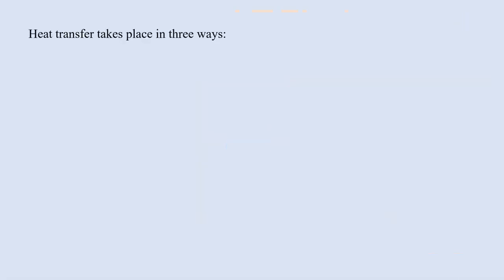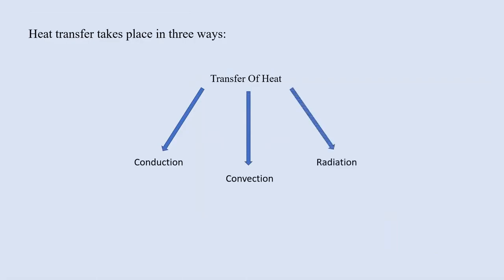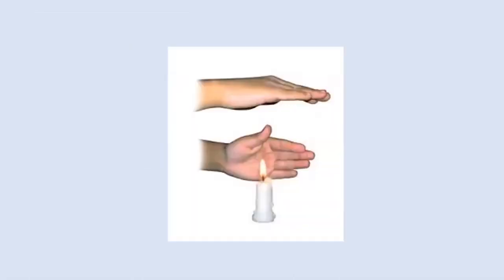So students, heat transfer takes place in three ways, that is conduction, convection and radiation. And in our previous class, we have studied what is conduction and what is convection. In today's class, let us study what is radiation. Again, students, tell me, when you place your hand over the candle flame, what do you feel? You feel hot. Absolutely correct.